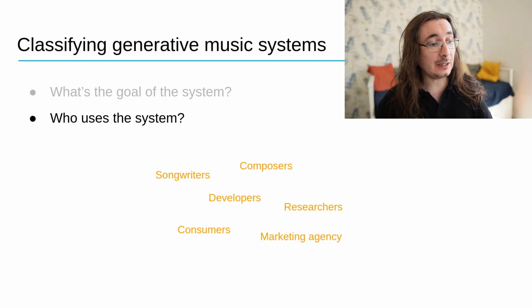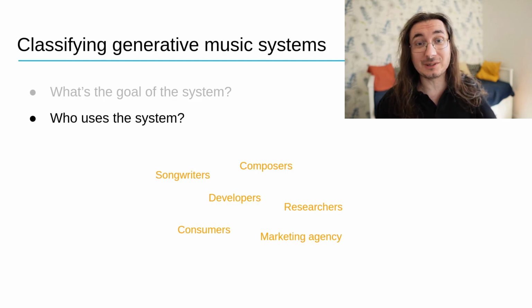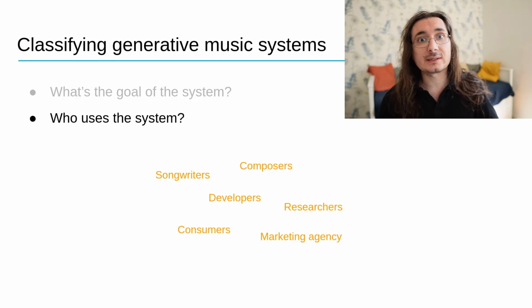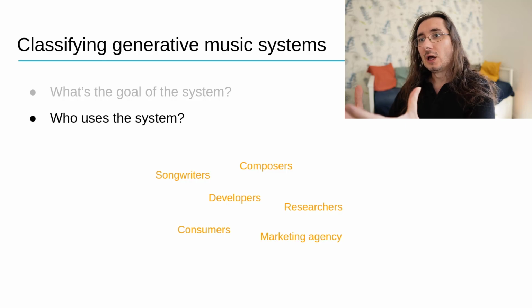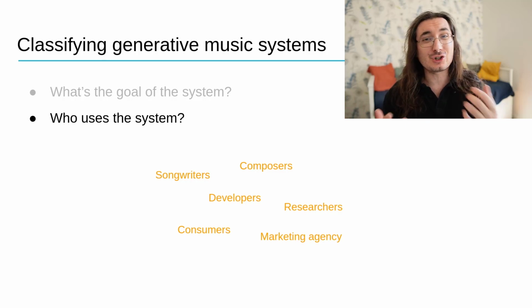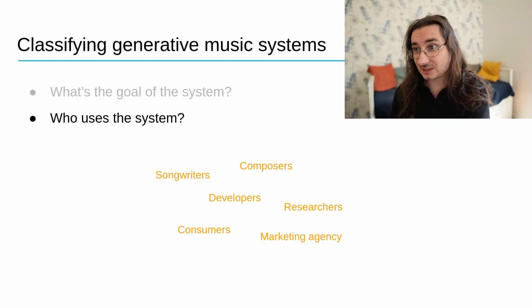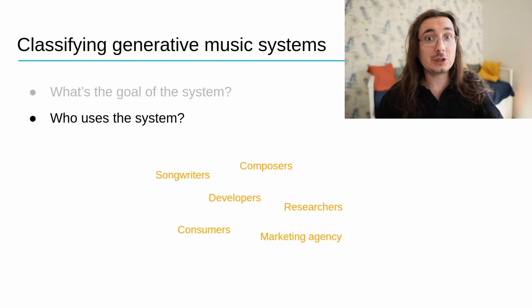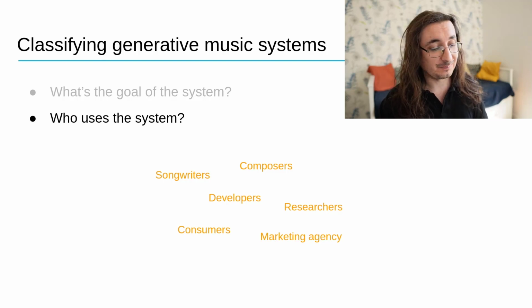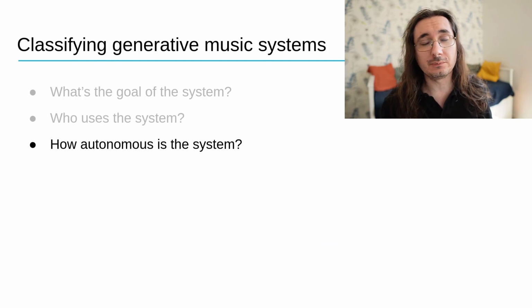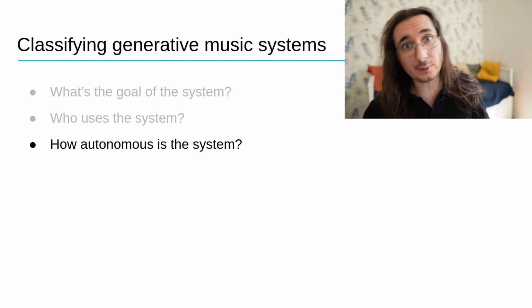Then there may be researchers who are the ultimate users of a generative music system. It could be consumers, for example, people who use social media networks, or marketing agencies. So you have a generative music system that's targeted at ads, and the ultimate user of that system could be a marketing specialist. Next up, we can ask, how autonomous is a generative music system in its generative process?